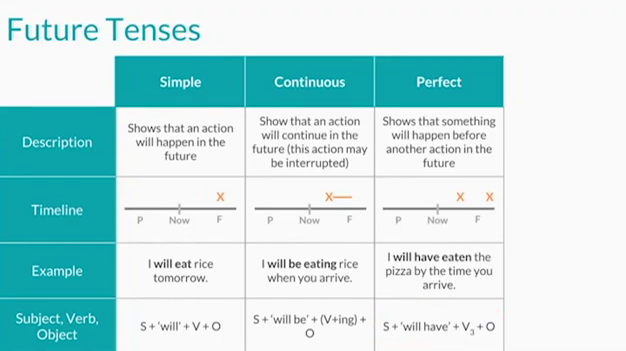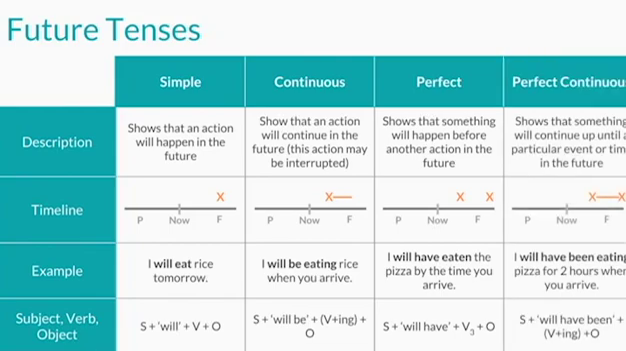Now let's talk about our final tense, which is the future perfect continuous tense. We use this tense to show that some future action will continue for some time until another future action happens. So here in our timeline, we have an action which will start in the future, and this action is going to continue for some time until another action happens in the future. For example, I will have been eating pizza for 2 hours when you arrive. So here's the first action. I will start eating pizza in the future. I will continue eating pizza for 2 hours until another action happens, which is when you arrive. This is the second future action.